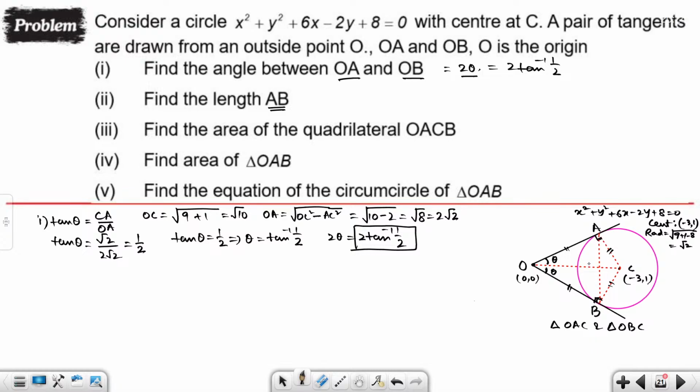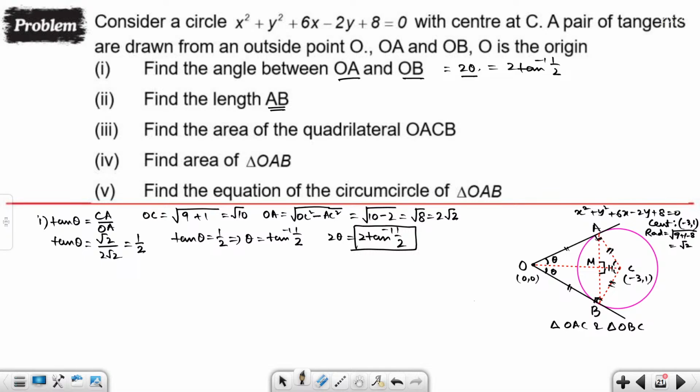If you see, let us say this point is M. So if you see the triangles AMC and MCB, you will find that they are congruent. Why? Because this is 90. This side and this side are equal. This is the common side, as well as this angle is also equal to this angle.